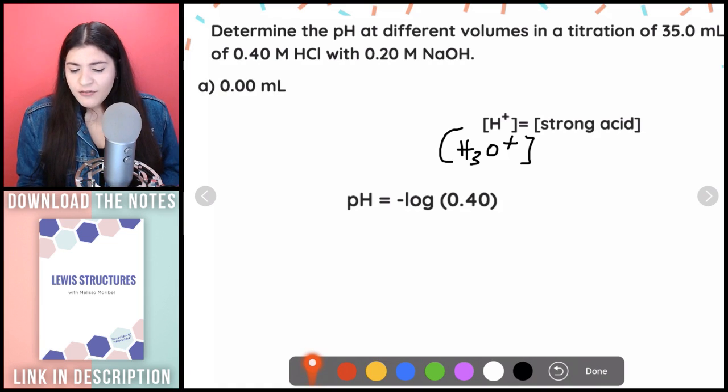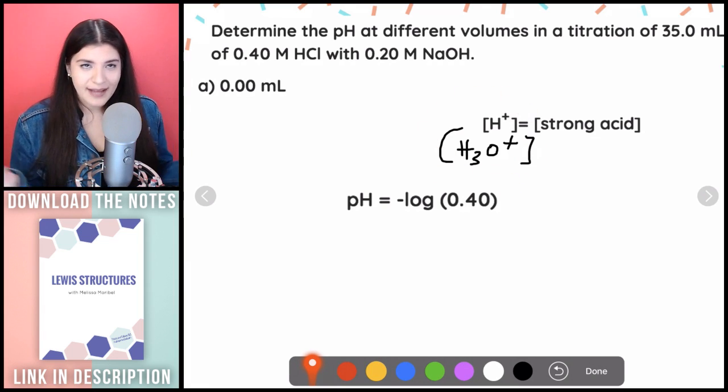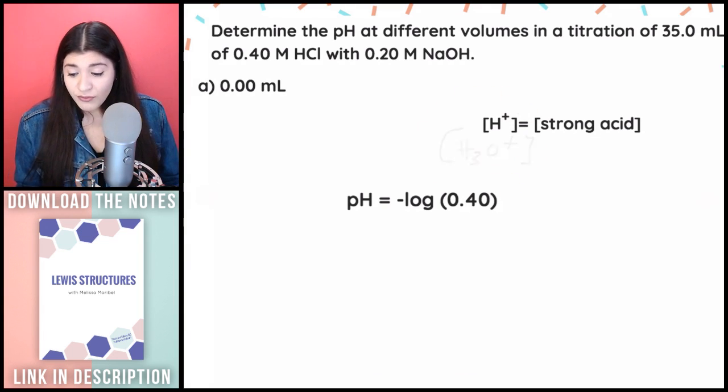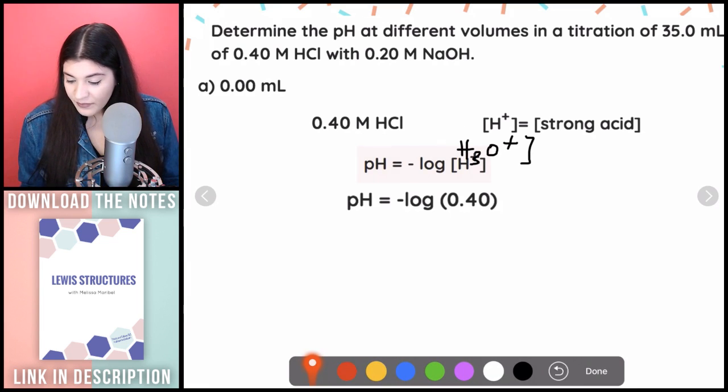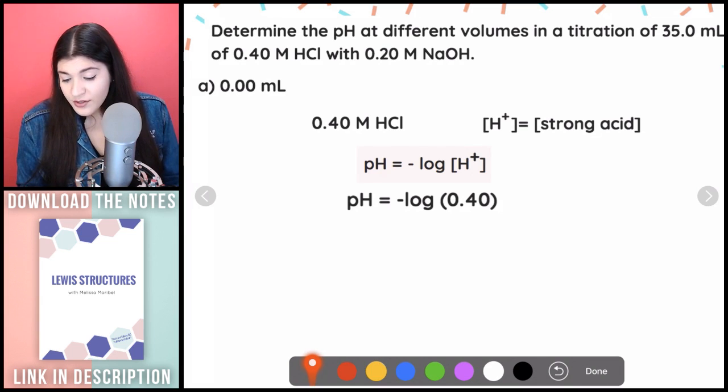So if we haven't added any base at all, then I know that the concentration of my HCl, of the strong acid that was provided, is the concentration of my hydronium or my acid concentration. And how that's helpful is I can just instantly plug that into my pH formula. All right, so I can plug that into my pH formula, and that's exactly what I'm going to do. So this is our pH formula.